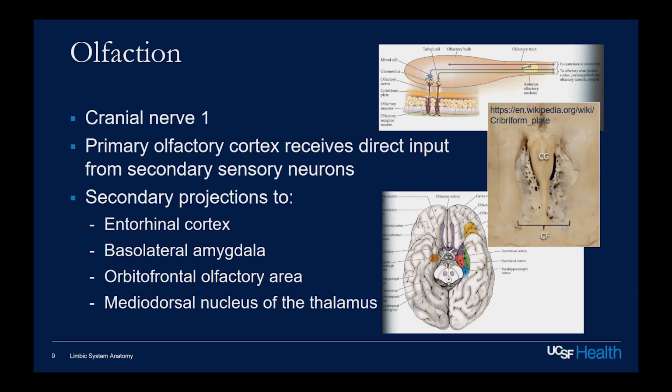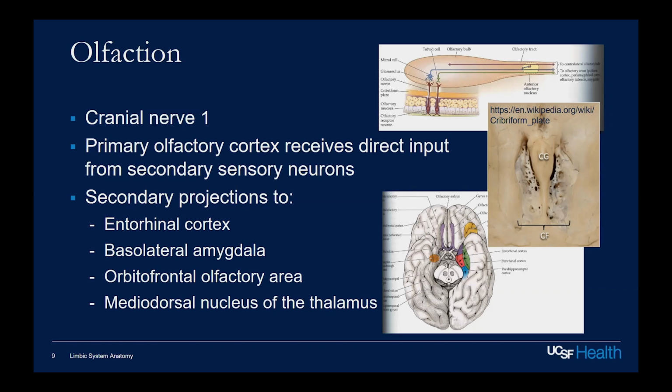So you can imagine anytime someone has a traumatic brain injury, these neurons can be sheared very easily. And so that's why people often lose their sense of smell after hitting their head, because these are just cut off based on the shearing force of the fall.